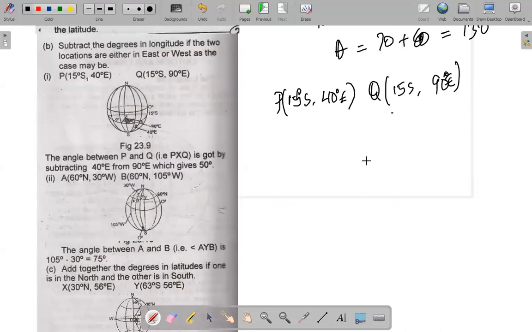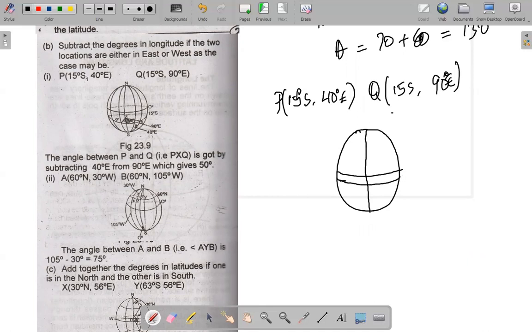We draw a freehand drawing of the globe. Let's assume this is the Earth. I'll put the reference latitude, which is the equator. We also put the reference longitude, which is the prime meridian. Then P is on latitude 15 degrees south. 15 degrees south should be close to the equator. So this is 15 degrees south.